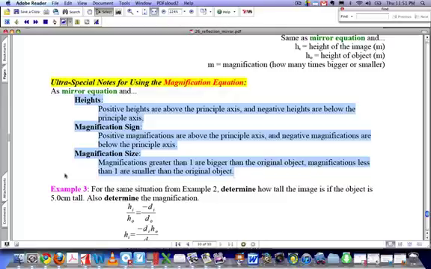Other than those particular values, it's just a matter of practice with those equations. So have at her and good luck.